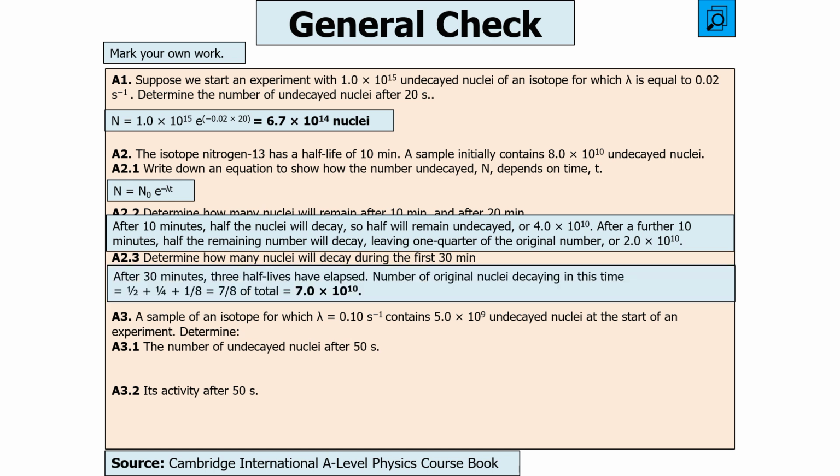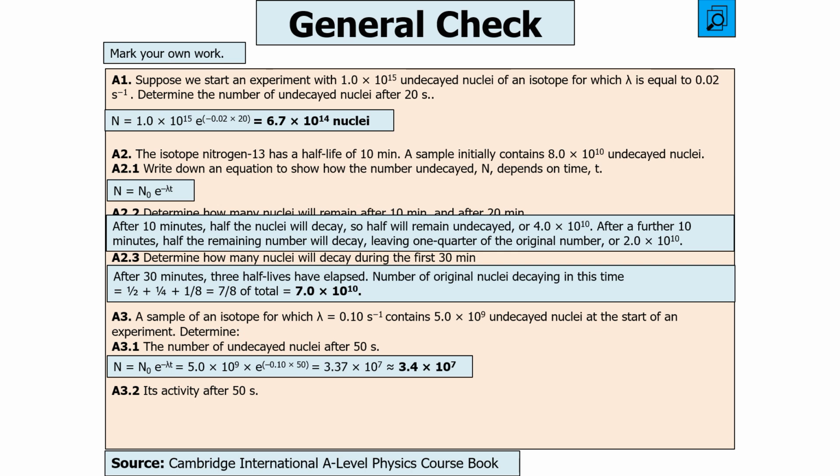After 30 minutes, 3 half-lives have elapsed. So therefore, it's halved 3 times. So therefore, what you can say is the number of original nuclei decaying will be a half, then a quarter, then an eighth. So therefore 7/8 will have decayed and an eighth will be left. So 7/8 of 8 times 10 to the 10 is 7 times 10 to the 10.